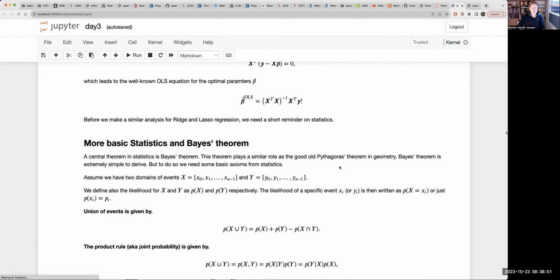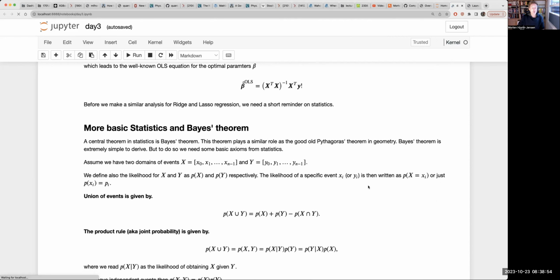What I wanted to say something about now is a quick reminder of statistics and Bayes' theorem. We are going to use Bayes' theorem to give a statistical interpretation of ridge and lasso regression. And when we are done with that, we will move over to the resampling methods and the bias-variance trade-off, which is a kind of litmus test for all the models we're dealing with, in particular if we're dealing with regression. So I just wanted to give you a quick reminder of some important theorems in statistics. And I'm just going to state them.